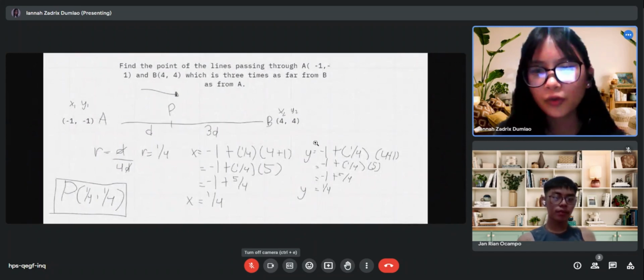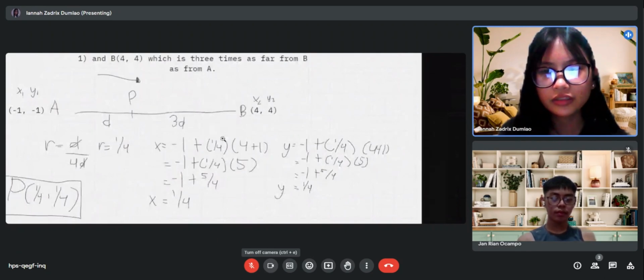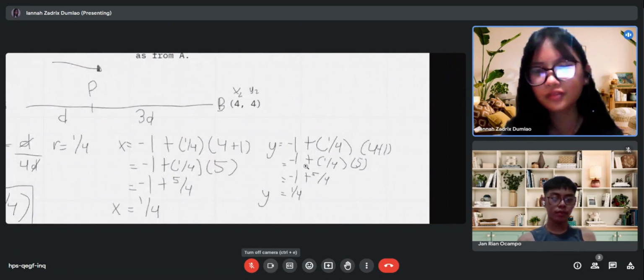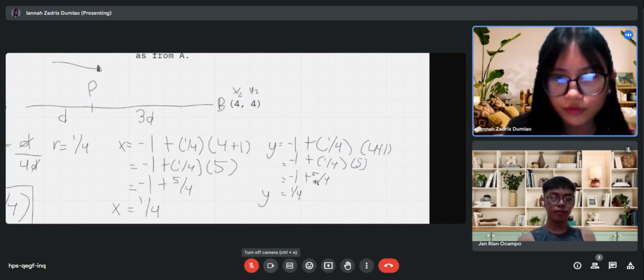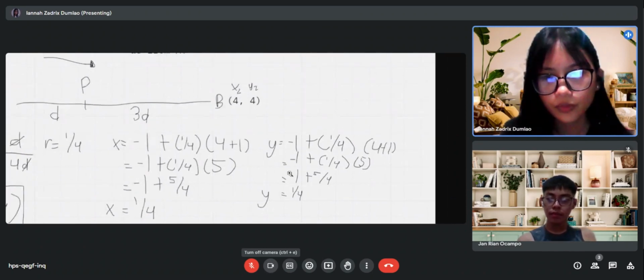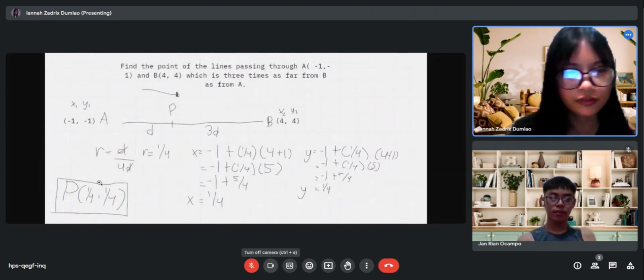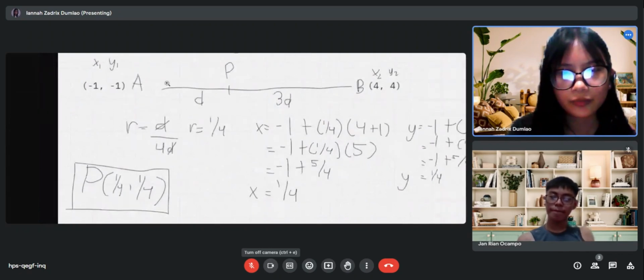For our y, -1 plus 1/4 times 4 plus 1. -1 plus 1/4 times 5. -1 plus 5 over 4 is 1 over 4. So the coordinates of P will be 1/4 and 1/4.